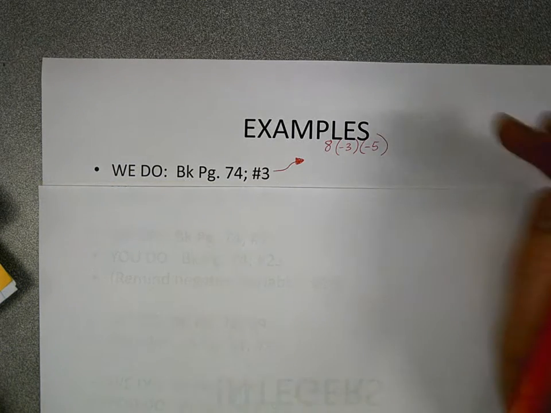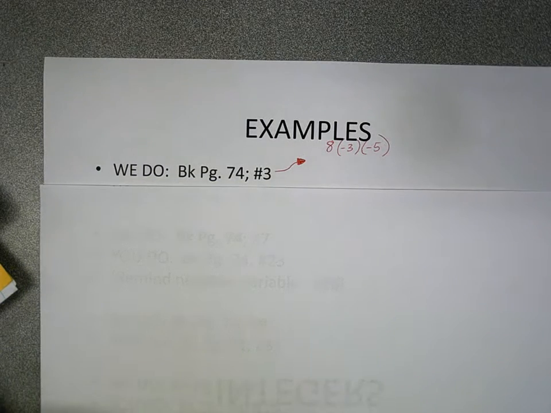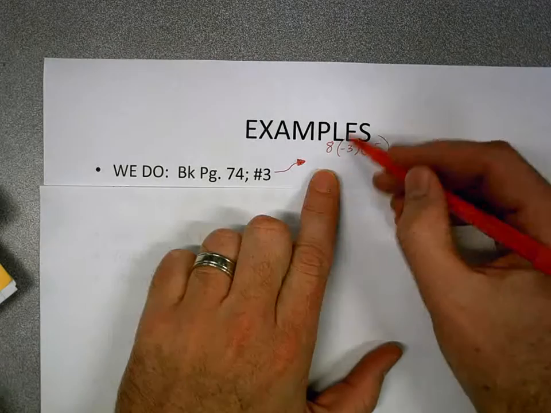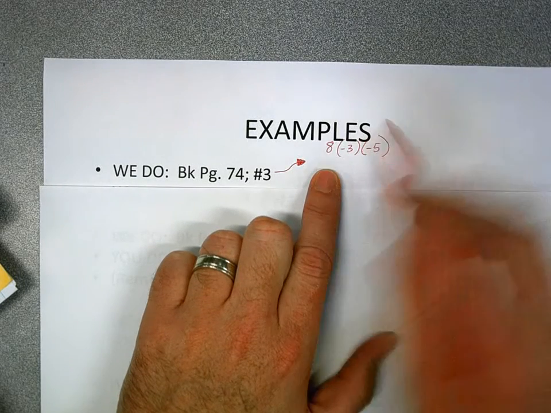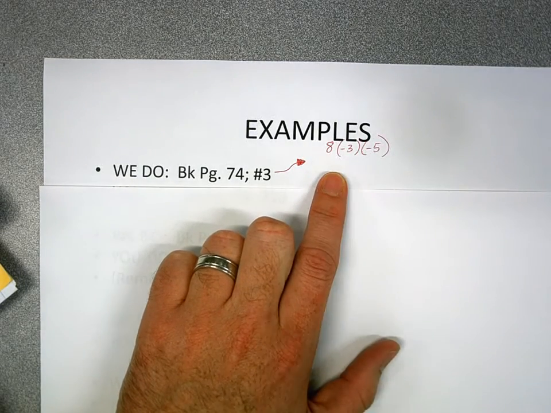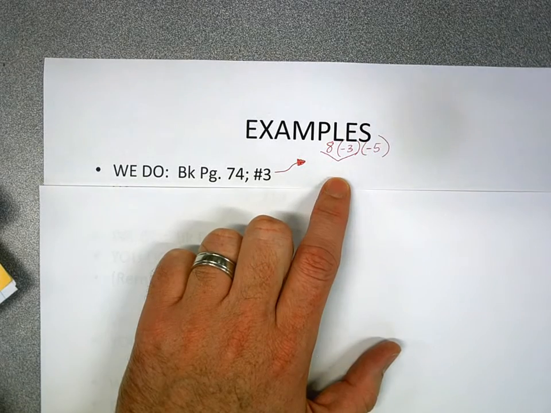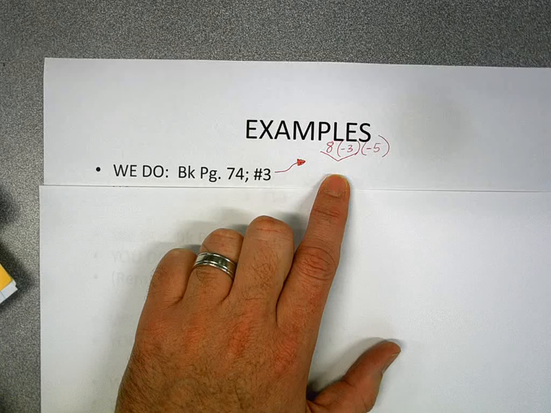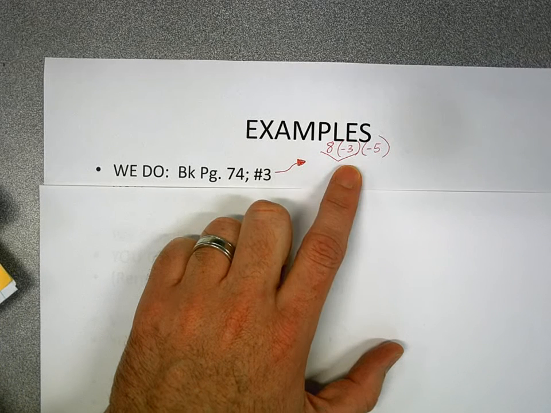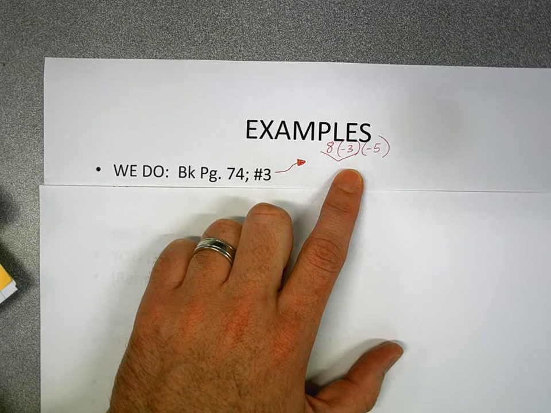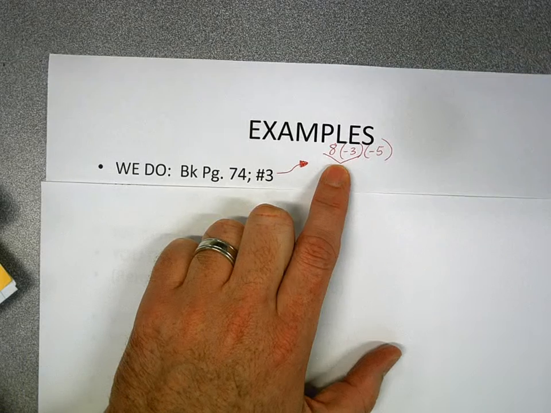So here's what you're going to do. In this particular case, if you're looking at something like this, you would say, okay, it's all multiplication. I'm just going to go left to right, following order of operations. So I'm going to start with those two numbers there. We're taking 8 and multiplying 8 by negative 3.